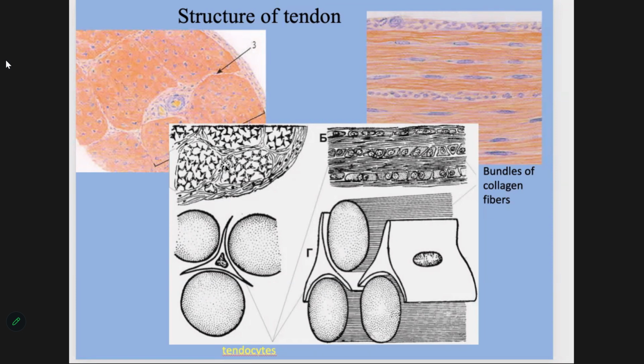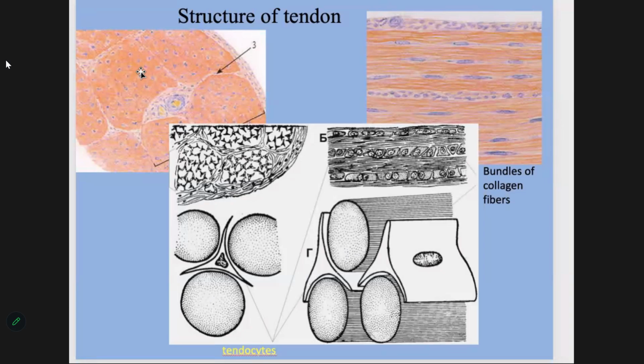Some bundles of the second order form the bundles of the third order. Look at these large structures. Bundles of the third order are also separated one from another by layers of loose fibrous connective tissue, named peritendinium. And the whole tendon is surrounded by epitendinium. It is a dense, irregular connective tissue.